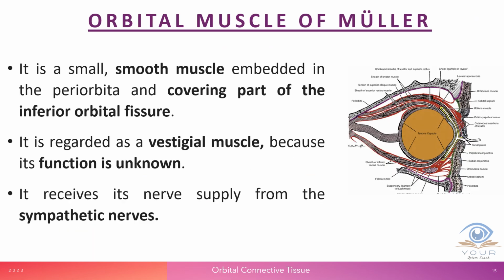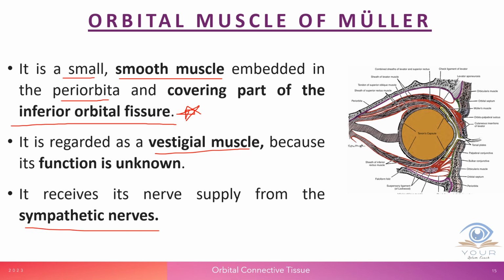The next component we are discussing is the orbital muscle of Muller. It is a small, smooth muscle embedded in the periorbita and covering part of the inferior orbital fissure. So this covers the inferior orbital fissure. It is regarded as a vestigial muscle because its function is unknown. It receives its nerve supply from the sympathetic nerves. These are two MCQ points that you have to remember. So this is Muller's muscle.